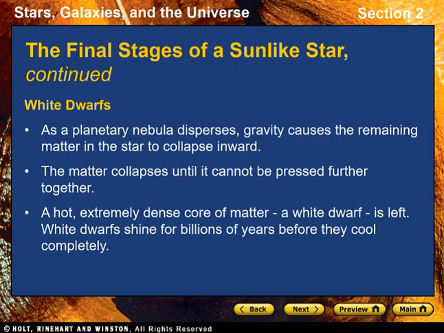White dwarfs. As a planetary nebula disperses, gravity causes the remaining matter in the star to collapse inward. The matter collapses until it cannot be pressed further together. A hot, extremely dense core of matter, a white dwarf, is left. White dwarfs shine for billions of years before they cool completely. White dwarfs are in the lower left of the HR diagram. They are hot but dim.